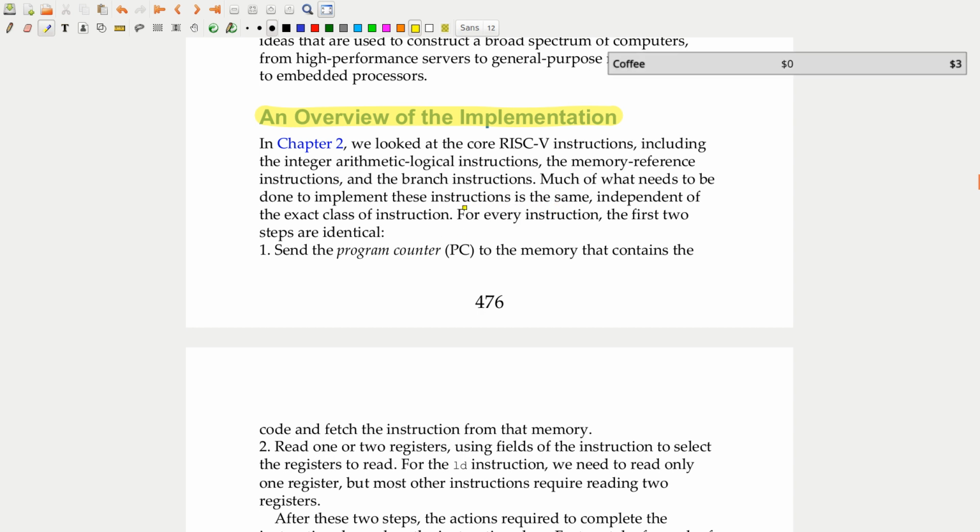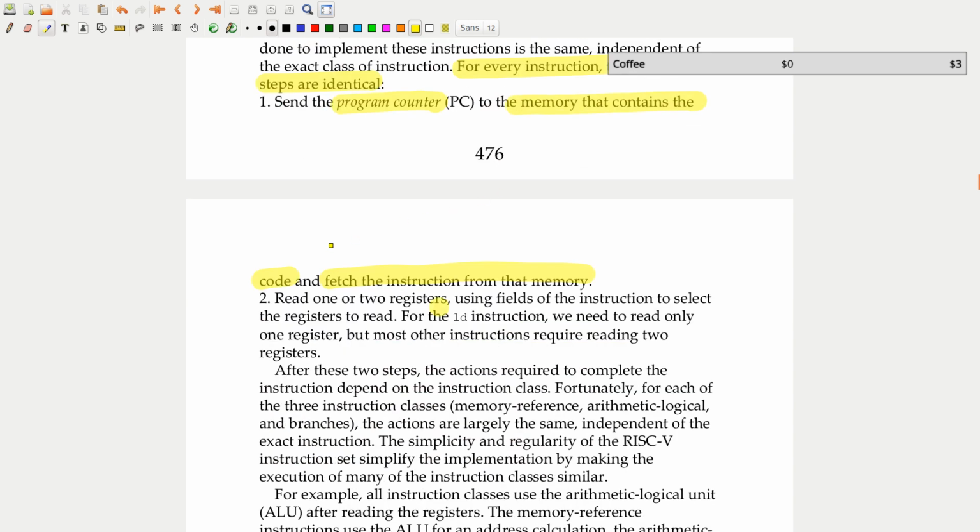So for every instruction, though, we always have these two steps. We're going to send the program counter, whatever the PC value is, to memory. And this is how we're going to fetch our instructions. So we fetch our instructions from something that we generally call instruction memory. Then next, we usually read one or two registers.